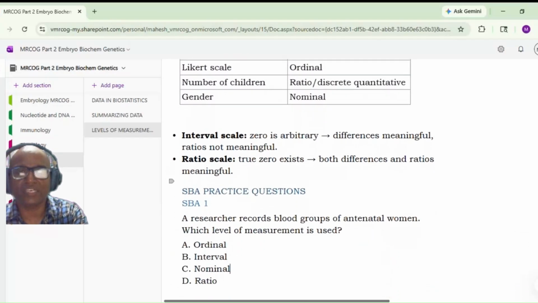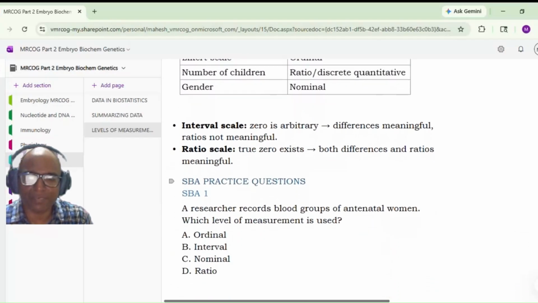In the interval scale, zero is arbitrary and differences are meaningful, but the ratios are not meaningful. There is no true zero, it is an arbitrary zero. Differences are meaningful, but ratios are not. Then in the ratio scale, there is a true zero, and both differences as well as ratios are meaningful. So these are the important concepts in today's session.